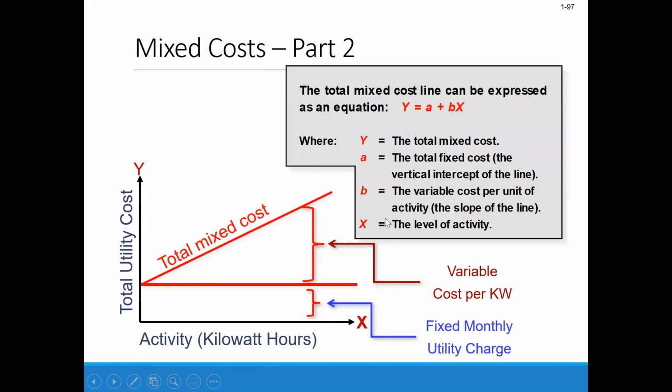The total mixed cost line can be expressed as an equation. Y equals the total mixed cost. A is the fixed portion. B is the variable portion, with X being the level of activity. So we can determine how much is the fixed portion and how much is the variable portion. Y equals A fixed plus BX variable times activity.